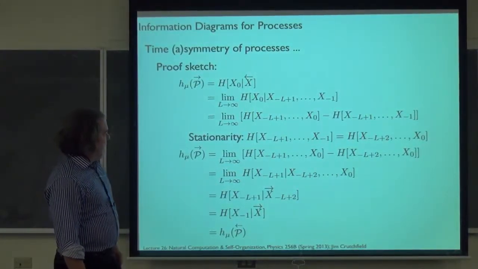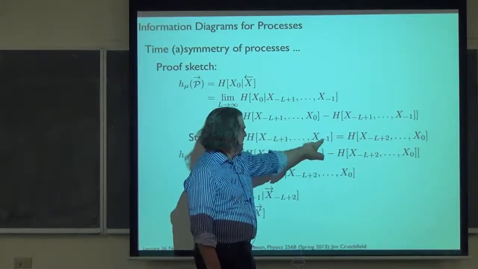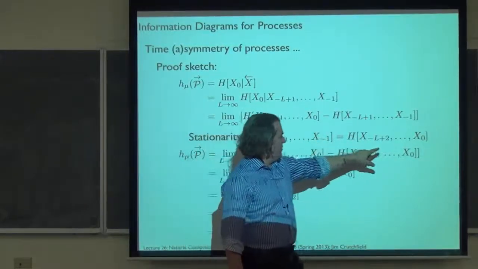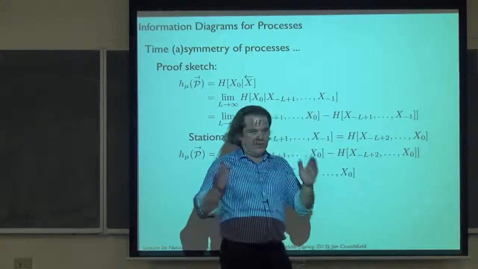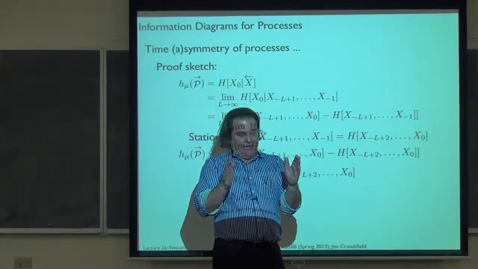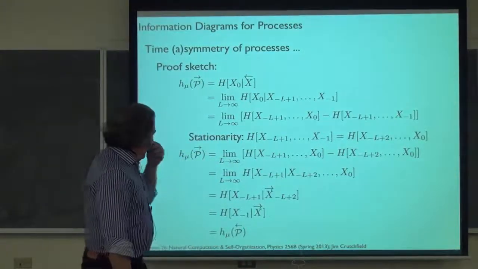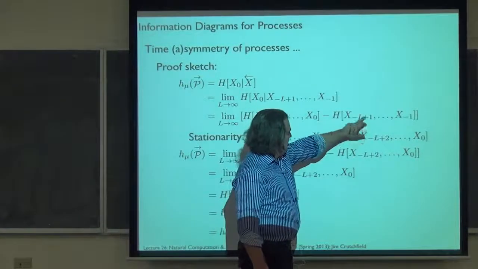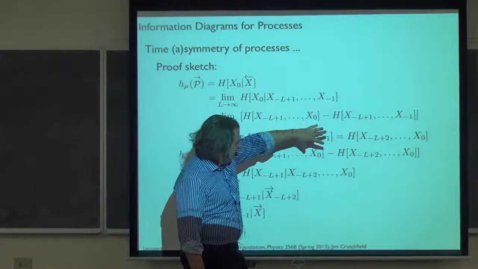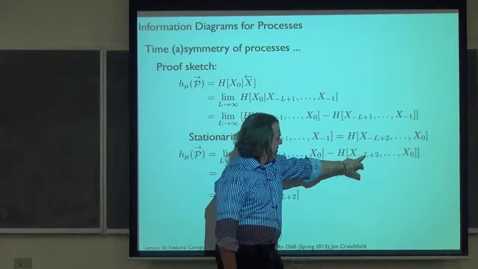But the process is stationary, therefore I can just do a time shift. So I'm going to take this block here, of length L minus one, and shift it up so that the last symbol is at time zero. The entropy of this block is the same as the entropy of this block here. As long as it's the same length, the origin of time makes no difference due to stationarity. So I just replace that in there. Now the forward entropy is the difference between these two block entropies. The first one is still the same as before, but now I've shifted this one.